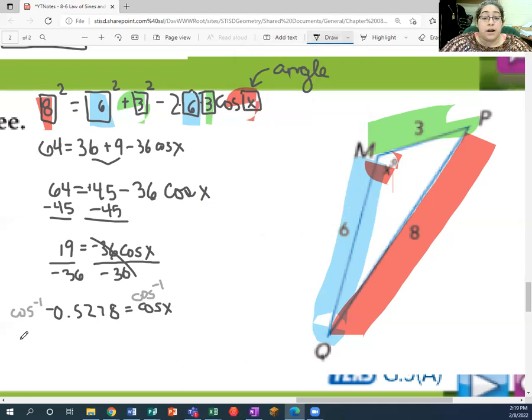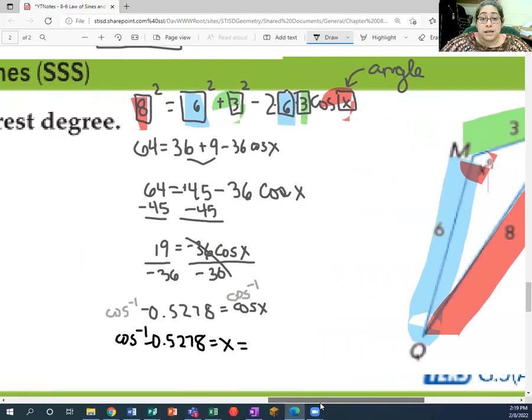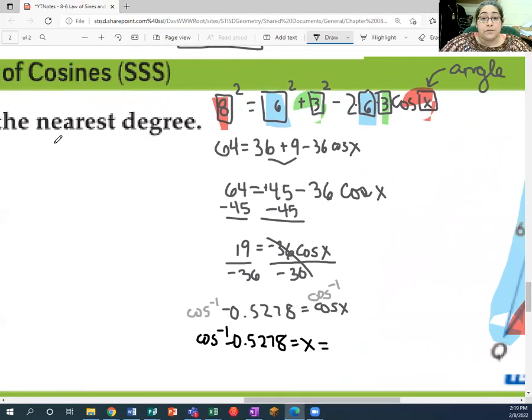And so because this -1 is being applied to the name of the function, it means the inverse of this function. All right, so that means in order to calculate the value of x, I need to take the cosine inverse of -0.5278. And when I put that in my calculator, I will get out an answer for x. Taking a look at my directions, it wants it to the nearest degree, so that's the nearest whole number.